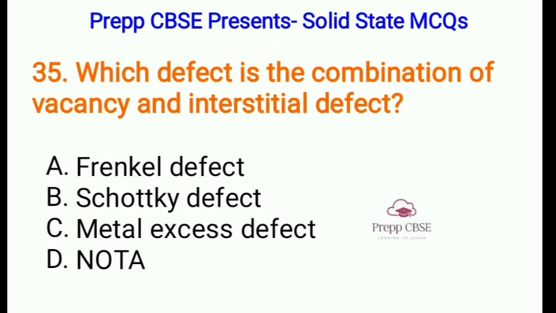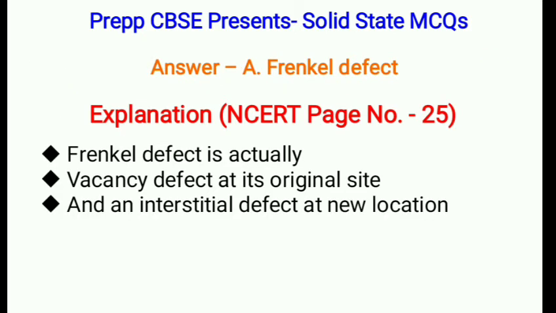Next. Which defect is the combination of vacancy and interstitial defect? A. Frenkel defect, B. Schottky defect, C. Metal excess defect, or D. None of the above. Correct option is A. Frenkel defect. Frenkel defect is actually vacancy defect at its original site and an interstitial defect at new location.